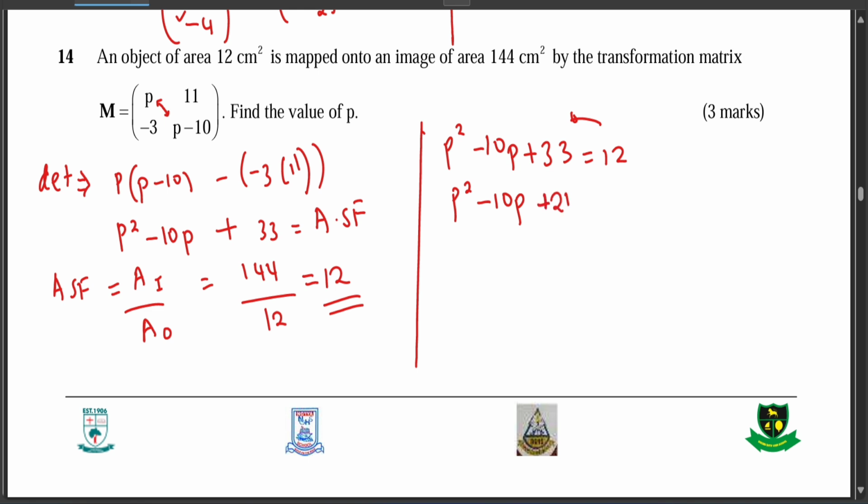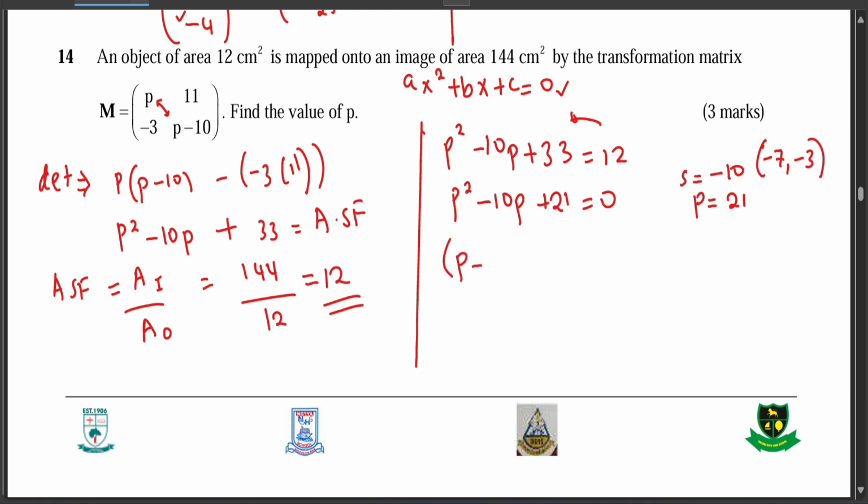which is 21, equal to 0. So always make sure your expression or equation is in the form of ax squared plus bx plus c equal to 0. So what's your summation? Your summation is -10. Your product is 21. Numbers zako mbili ni gani? If you add, it gives you -10. If you multiply, it gives you 21. So which are your two numbers? I think it's -7 and -3. So if you factorize, very easy to factorize. Just take P minus 7 and the other one becomes P minus 3, which is equal to 0.